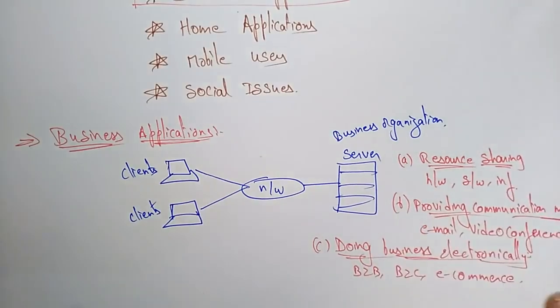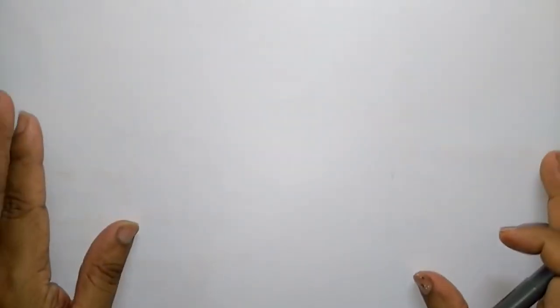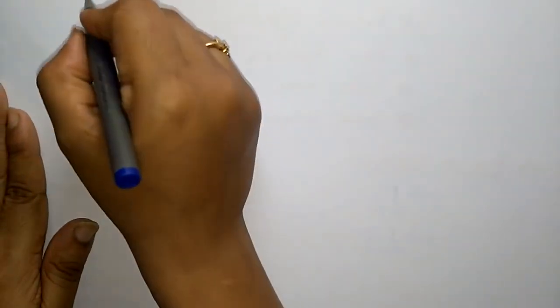Now let us see, in the business applications, what are the goals of the network for companies. Here we are saying that whatever field we are taking, we are using the network for resource sharing and for providing communication. So then what are the goals?